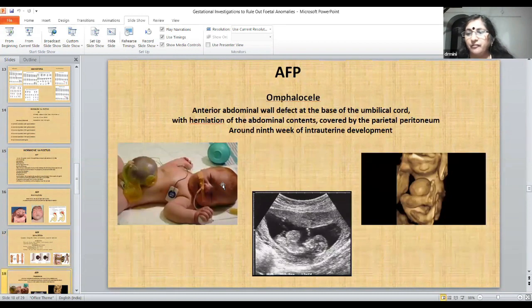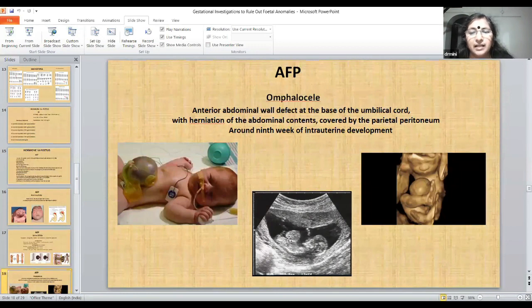The next one is omphalocele. Omphalocele is another hernia. It is also an open neural tube defect, and it is an anterior abdominal wall defect at the base of the umbilical cord. At the base of the umbilical cord, the abdominal wall will allow the abdominal viscera to come out with herniation of the abdominal contents covered by the parietal peritoneum around the 9th week of intrauterine development. In the 9th week, all the abdominal viscera will come out through the umbilicus.